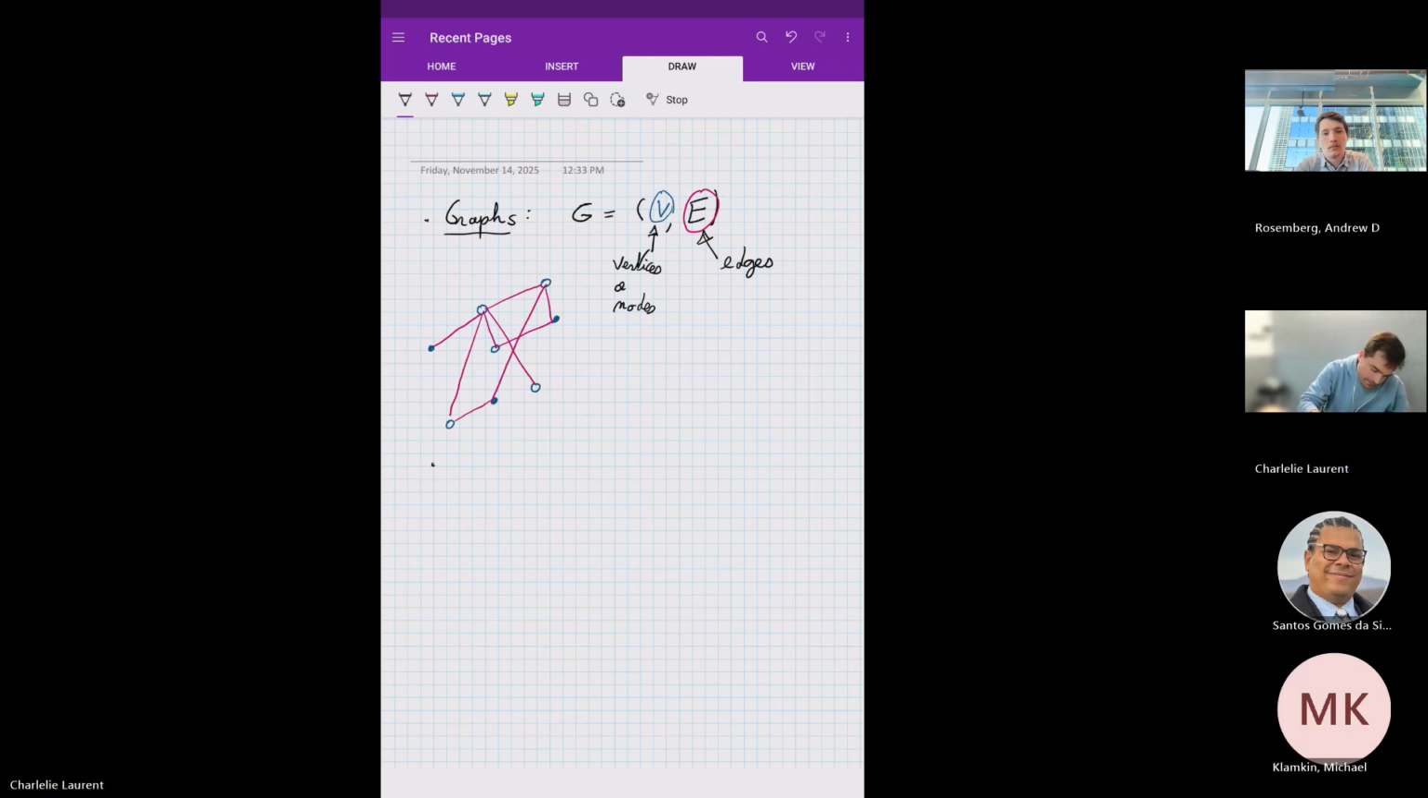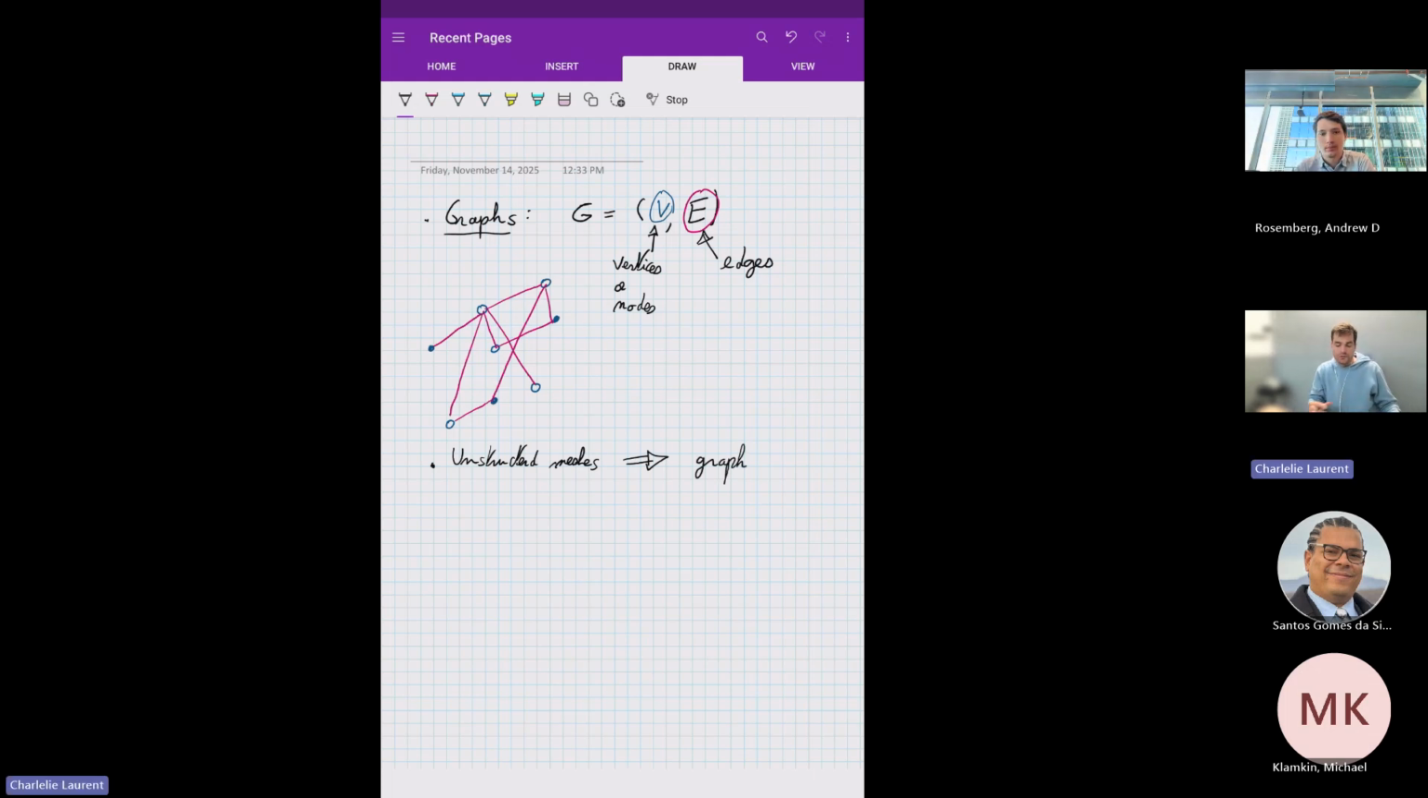So the thing is that if you have an unstructured mesh, it can directly become a graph, right?